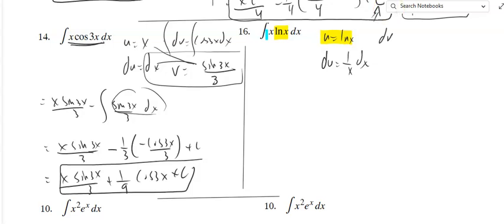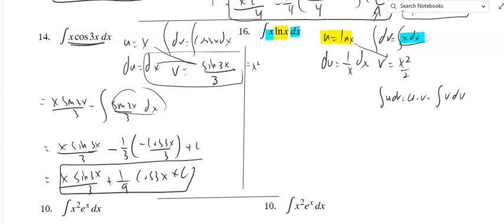I let dv be whatever is left over, and I integrate. The integral would be x squared over 2. So recall the integral of u dv equals u times v minus the integral of v du. So that's going to be u times v, the product of those, x squared over 2 natural log of x minus the integral, the product of those, 1 over x times x squared over 2 dx.